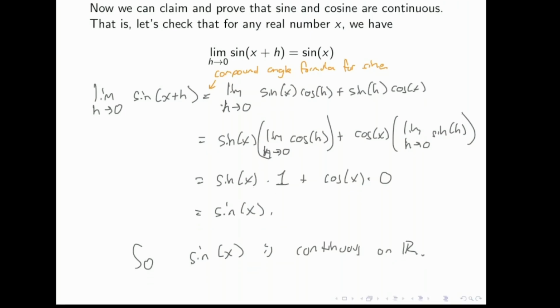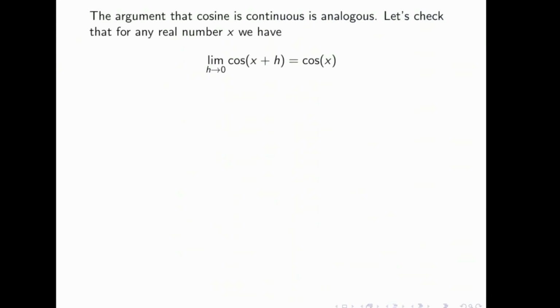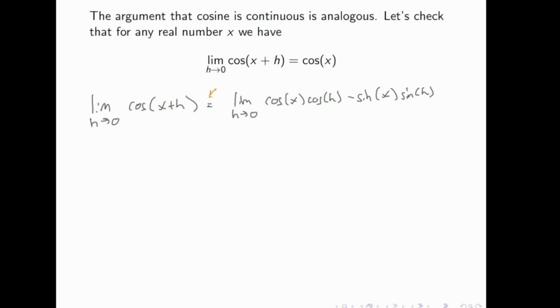Awesome. Okay, so can we do the same thing with cosine? And of course we can. It's the same argument, actually. We just use the compound angle formula for cosine instead. So let's run through those details quickly here. So we're looking for the limit as h goes to 0 of cosine of x plus h. And now we want to invoke our compound angle formula, which says that that's equal to cosine of x times cosine of h minus sine of x times sine of h. So again, this is the compound angle formula for cosine.